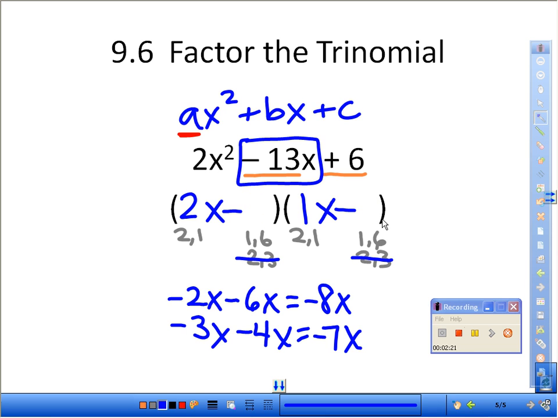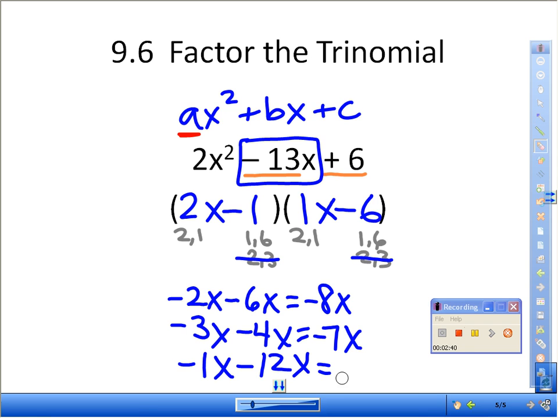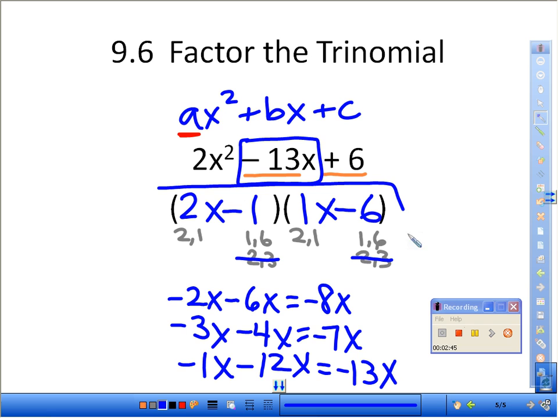Our other option then is 1 and 6. Let's just plug in 1 and 6 and see if this one works. Our inner terms, negative 1 times 1x is negative 1x. Our outer terms would be negative 12x. Negative 1 minus 12 is negative 13. That is the one we are looking for, so we can stop. These right here are the factors of this problem. You can always do the FOIL method to prove that they are equivalent to the polynomial we started with.